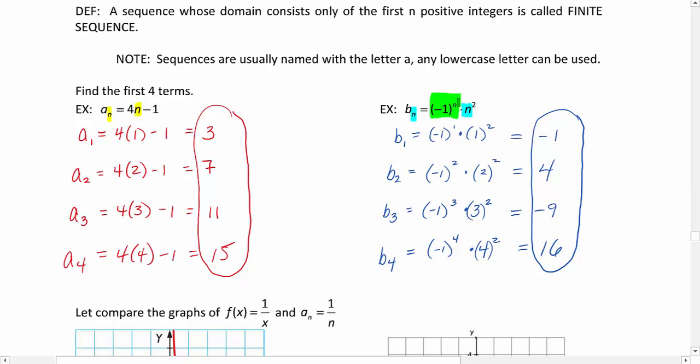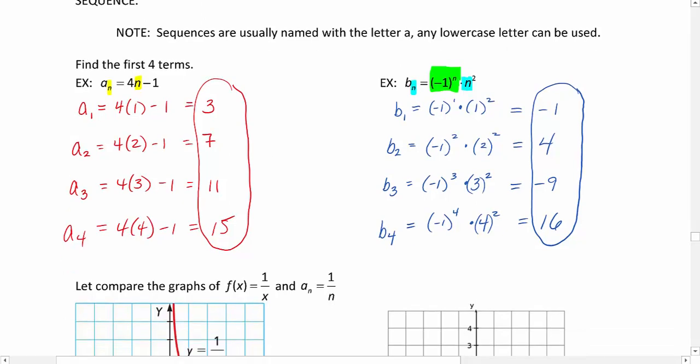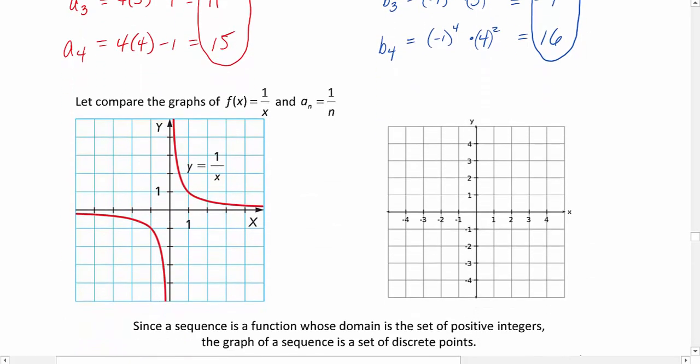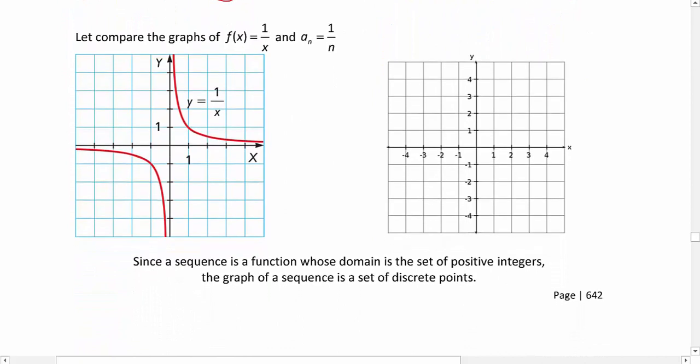So I'd like to compare the graphs of f of x equals 1 over x and a sub n equals 1 over n. So here on the left, I have the graph of f of x equals 1 over x. We know these x's extend infinitely. And since we have that solid red line, we know there's a point here and here and here and here, everywhere that there's a solid line, we have points.